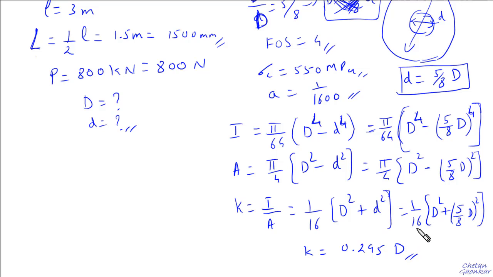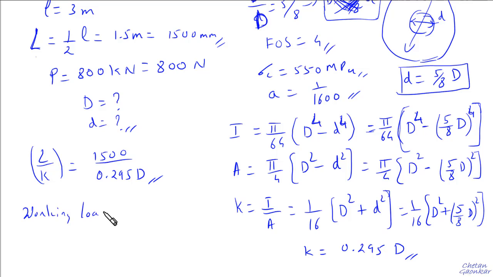All right, so we have got this term K, and then we'll straight away go to the Euler's critical load formula. For that we also require the L by K ratio, right? So let us find that L by K ratio here itself. L we got as 1500 divided by K, which we have got as 0.295 times outer D. Okay, and then the working load is given as how much? The working load P is given as 800 kilonewton, which should be 800 multiplied by 10 to the power 3 newton, in fact. Yes, so this is what is given to us.